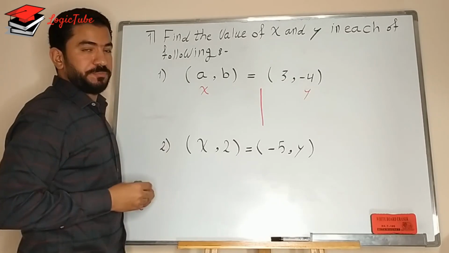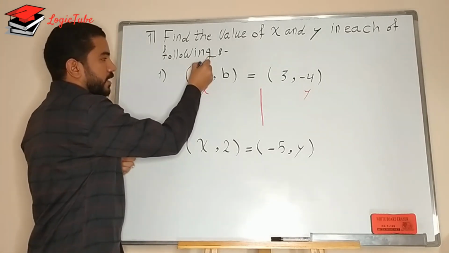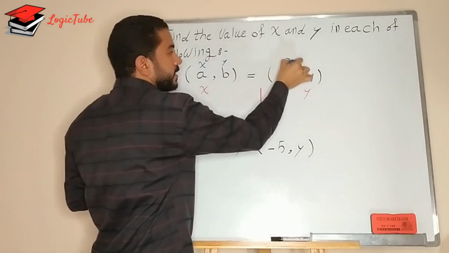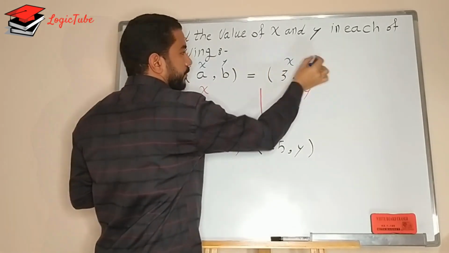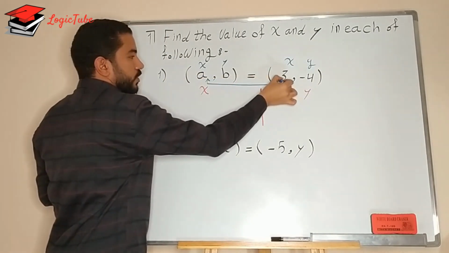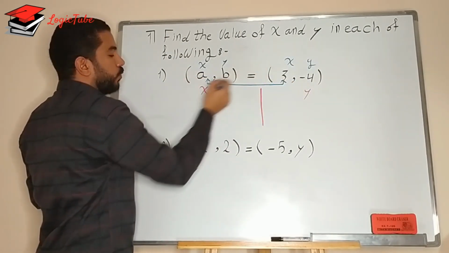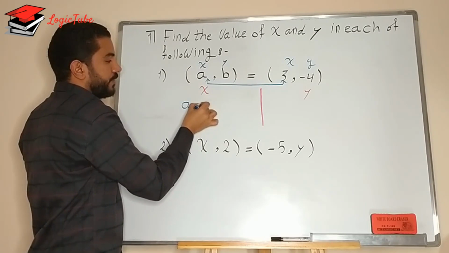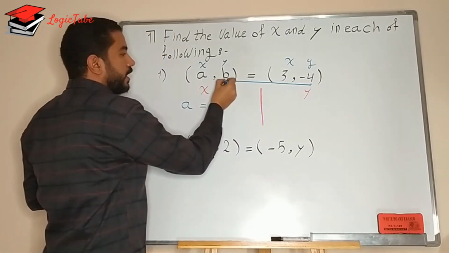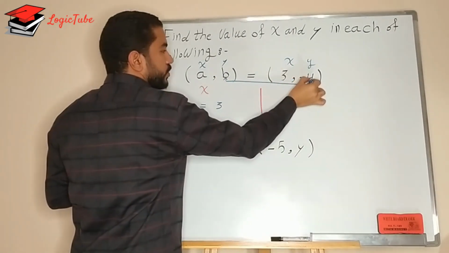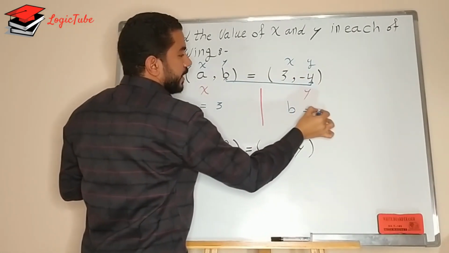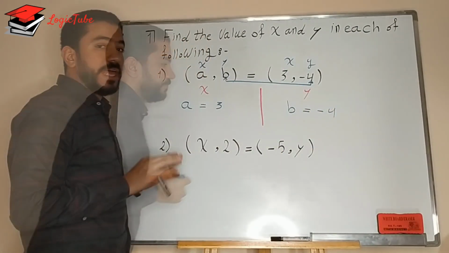So, these ordered pairs are equivalent ordered pairs. In each ordered pair, the first one is called x, the second one is y, here also x and y. The first projection equals the first projection. So A equals 3. And here the second projection equals the second projection. So B equals -4.